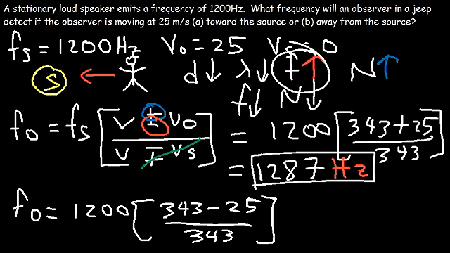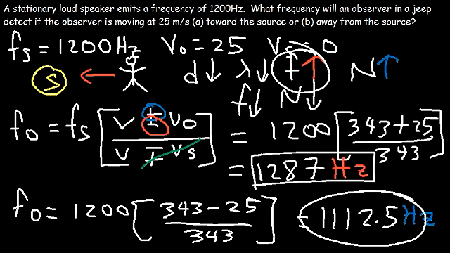So 343 minus 25, that's 318, divided by 343, that's 0.9271 times 1200. So this is equal to 1112.5 hertz. As you can see, the frequency is less than 1200 since the observer is moving away from the source. And when the observer is moving towards the source, the frequency increased to 1287.